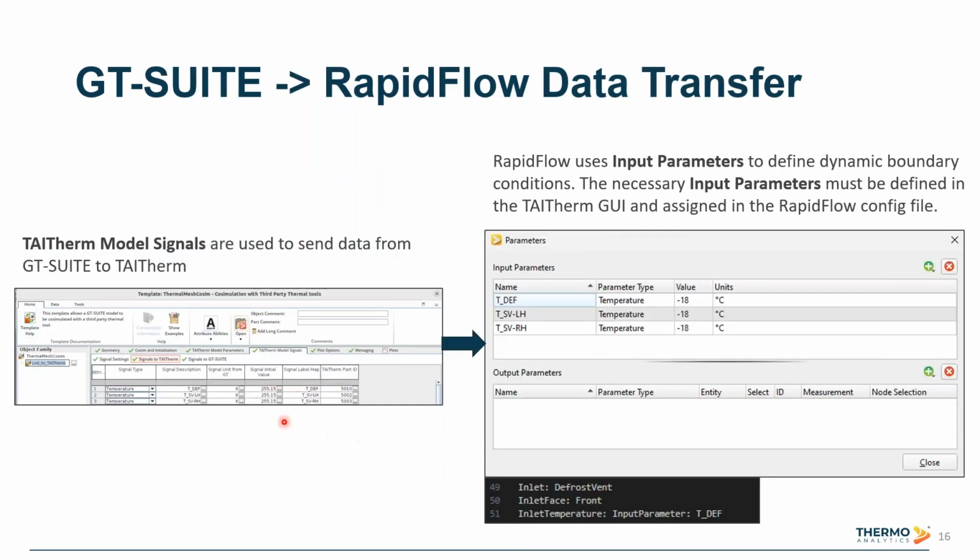TAITherm model signals in the thermal mesh co-sim template are used to send data from GT Suite to TAITherm. You can see we're sending defrost inside vent air temperatures over time here in this image. These are transient inputs in this case. On the TAITherm side, we're receiving those as input parameters, which update the rapid flow boundary conditions. So those are defined here in the config file. You can see, for example, defrost set to an input parameter in this little snippet we have below.